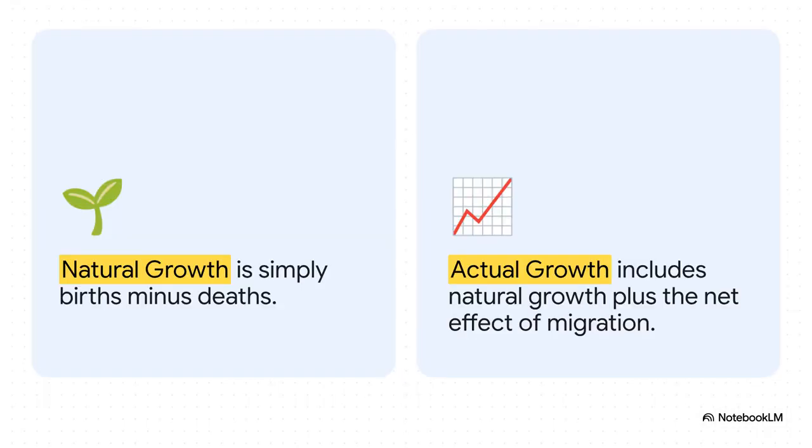And from this, we get two different ways of looking at growth. There's what we call natural growth. That's just the number of births minus the number of deaths. Simple. But then there's actual growth, and that one gives you the full story because it also factors in migration. All the people who moved in minus all the people who moved out.